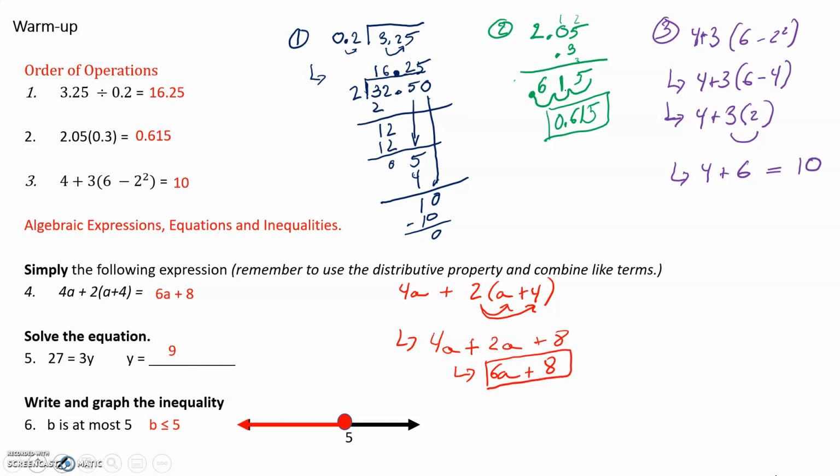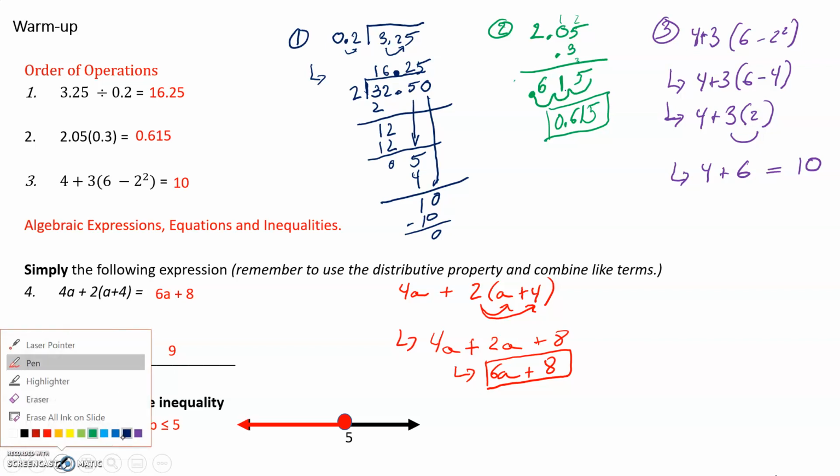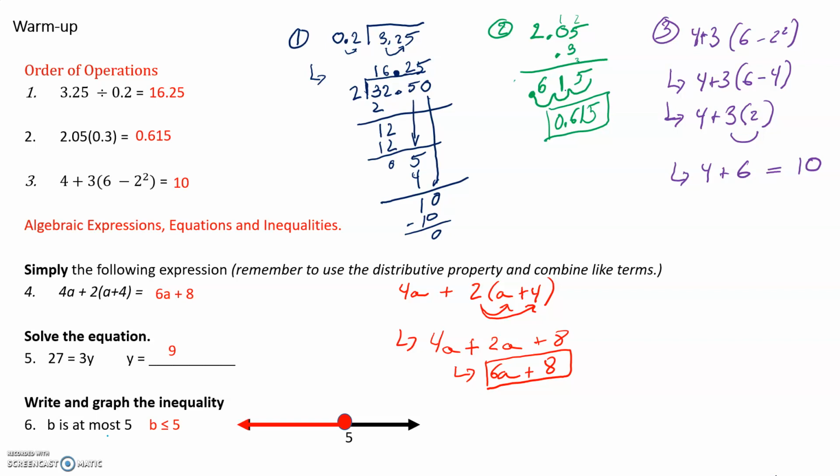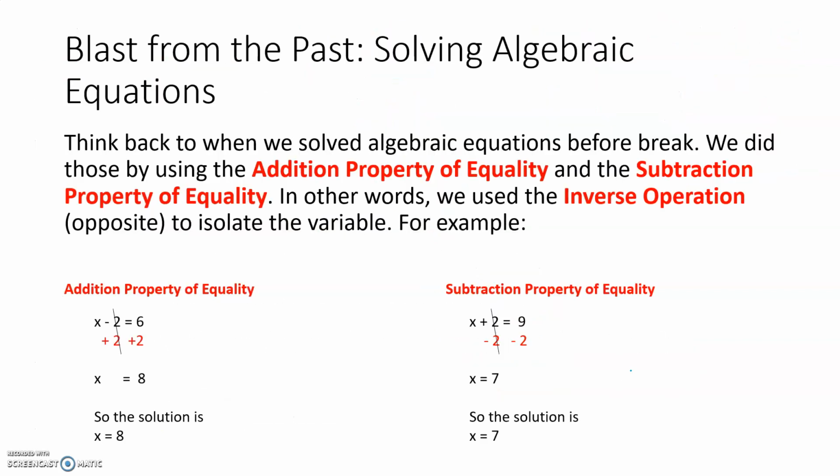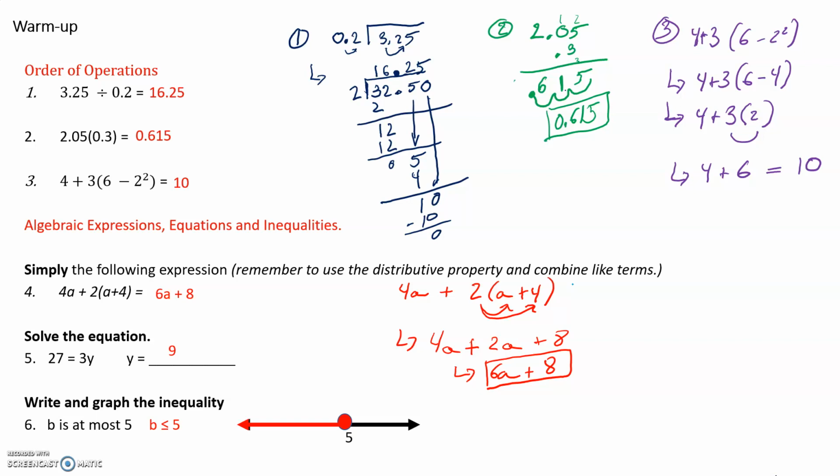All right, number 5. This is very similar to what we're going to be doing this week, but instead of equations, it's going to be inequalities. So I'm on number 5. 27 equals 3y. Divide both sides by 3. I need to get that y isolated. And these cancel each other out. So I'm left with 27 divided by 3 is 9. 9 equals y. Or y equals 9, same thing.